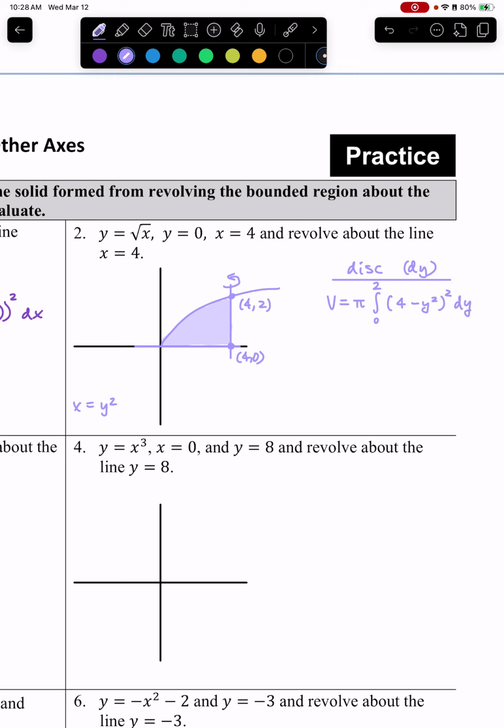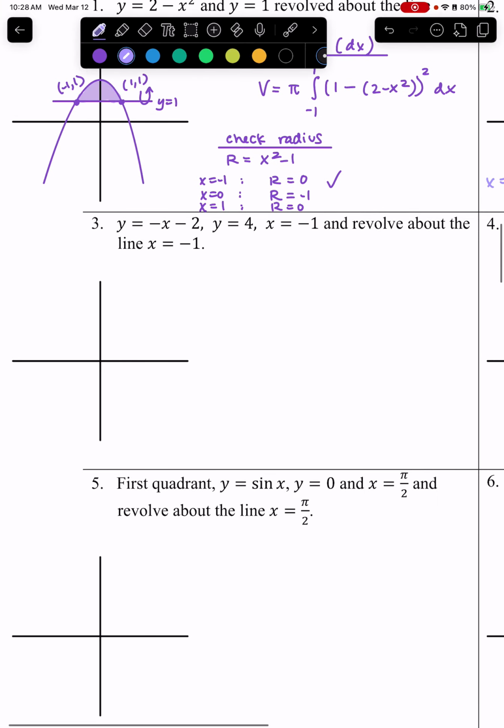All right, and again, if you want to check that radius, we'll plug our bounds in. So our radius function is 4 minus y squared. When y is equal to 0, our lower bound, our radius should be 4. Sure enough, plug in y equals 0, we do get a radius of 4. When we get all the way up to our upper bound, when y is equal to 2, our radius should be 0. So radius is equal to 4 minus 4, which is 0. Cool.